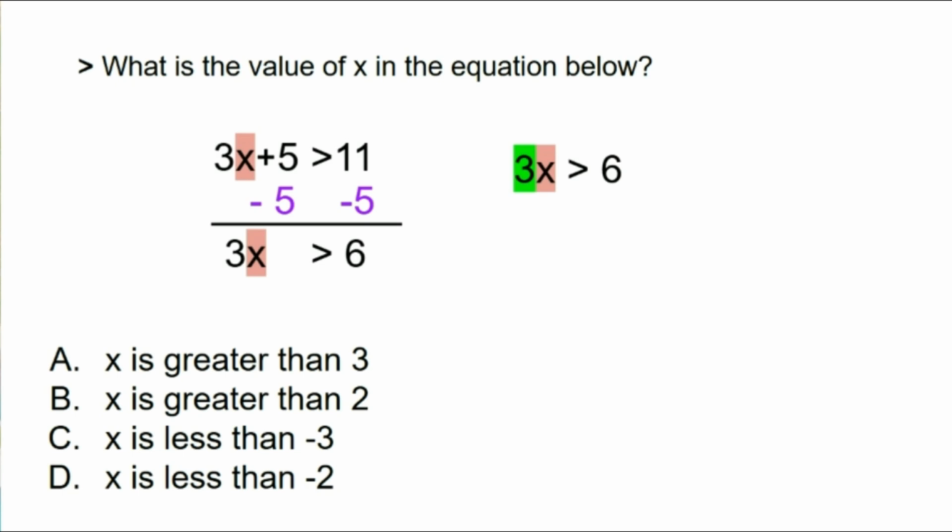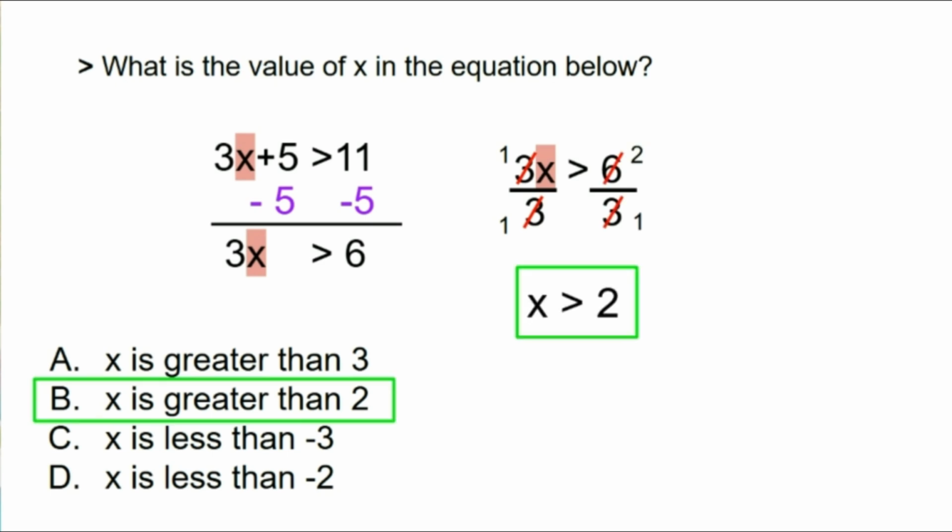So to remove the 3, we have to do the opposite of multiplication, which is to divide. We divide 3x by 3, and what you do to one side of the equation, you must do to the other side. So we divide 6 by 3. So 3 divided by 3 is 1, which is just x. 6 divided by 3 is 2, making our final answer x is greater than 2.